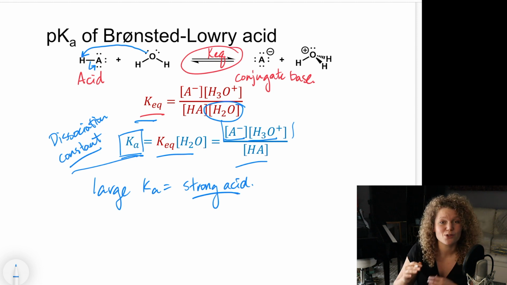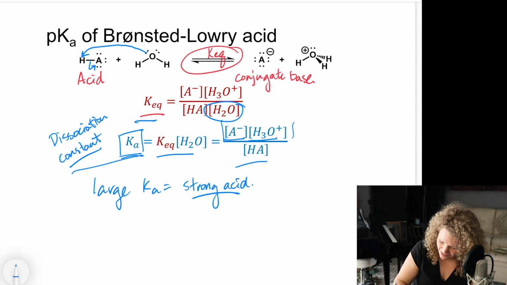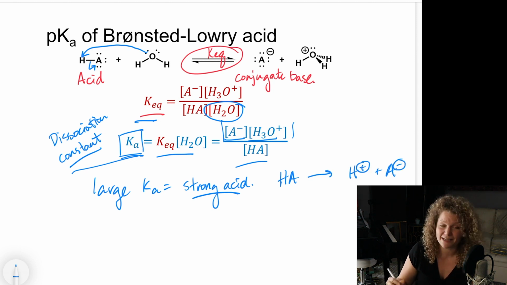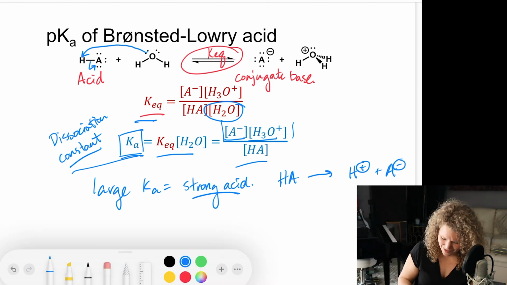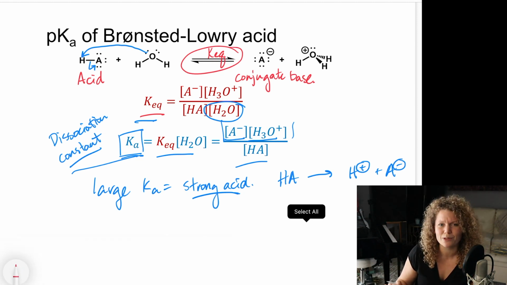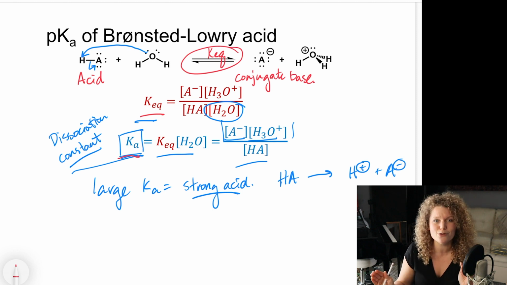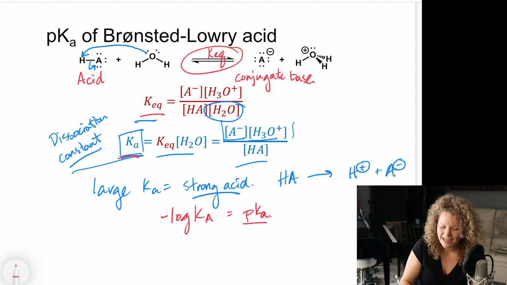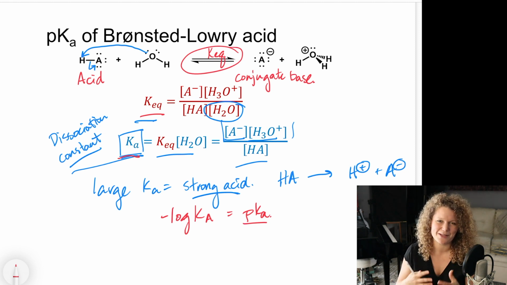Again, strong acids are really good proton donors. So this makes sense that a large Ka would essentially mean you have a lot of H+ and A- forming. This dissociates. Now, organic chemists don't like to deal with really large numbers. These Kas are huge numbers, okay? Really large. So what we've done instead is we've taken the negative log of the Ka to give us our pKa.